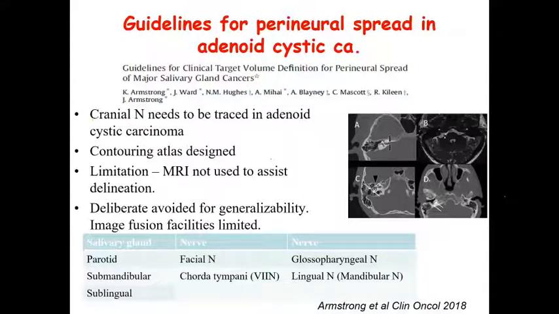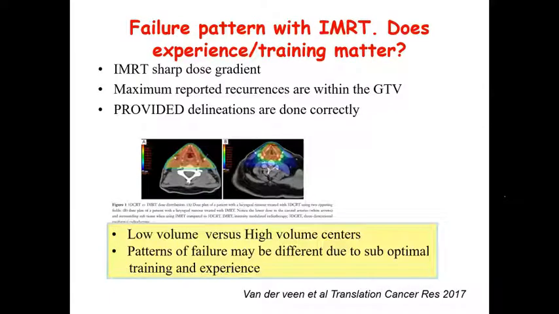The limitation was that they did not use MRI to assess this delineation, and that was done deliberately, because generalizability and fusion facilities may be limited in most places, and therefore we should know up to where to go if we are tracing the facial nerve or glossopharyngeal nerve. So I'll change gears and throw some light on the failure patterns with IMRT.